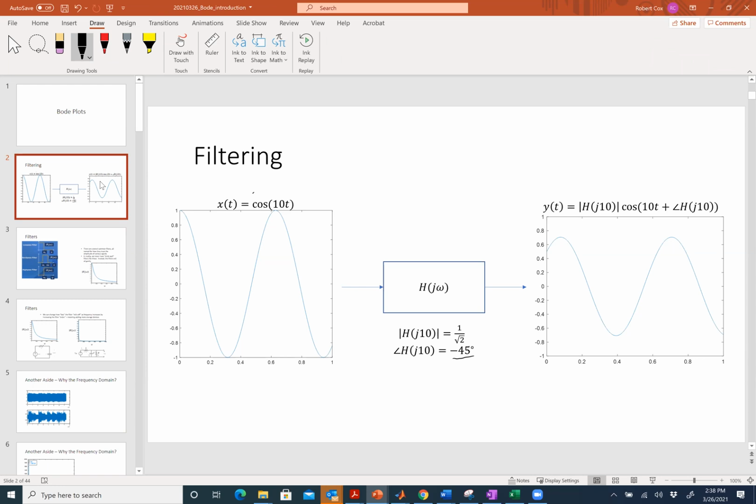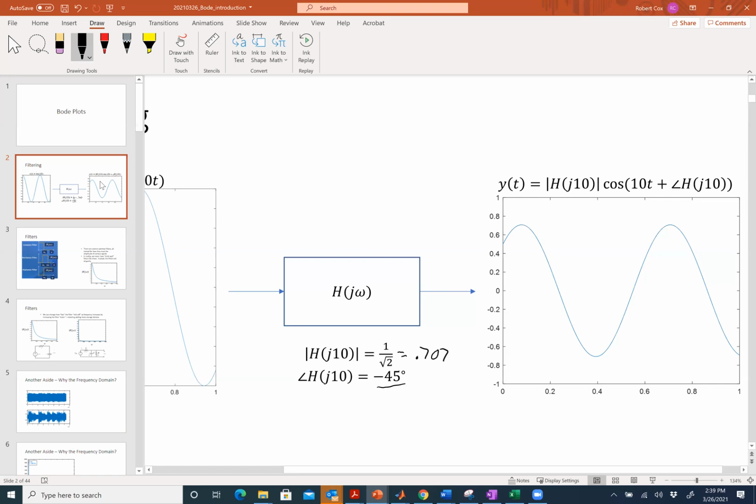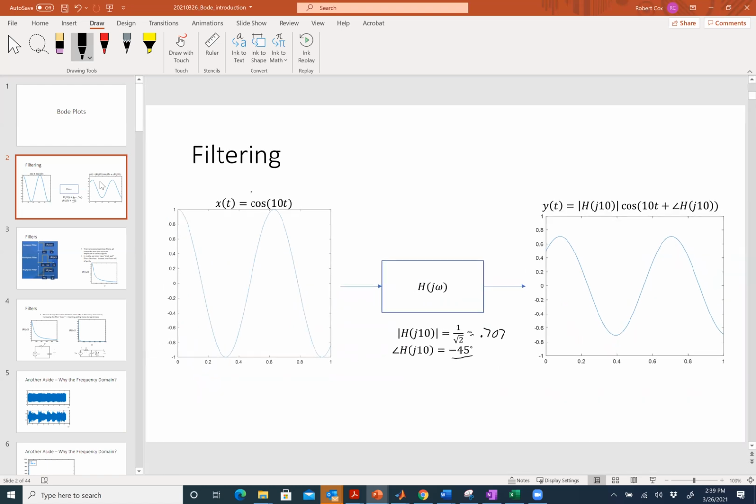So if you look at this output here, I put in something that had an amplitude of 1. This guy here, we said 1 over square root of 2 is basically 0.707. So the amplitude at the output is about 0.707, right? And the phase shift here, so at t equal to 0, this guy was peaking. This guy peaks a little bit after t equal to 0. That's a negative phase shift, right? So the phase shift between them is negative 45 degrees.